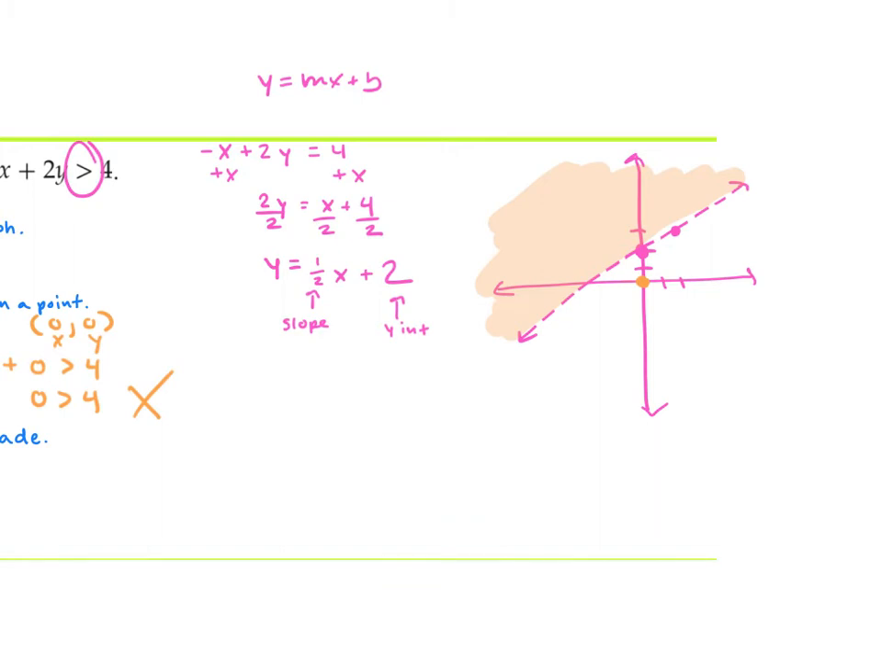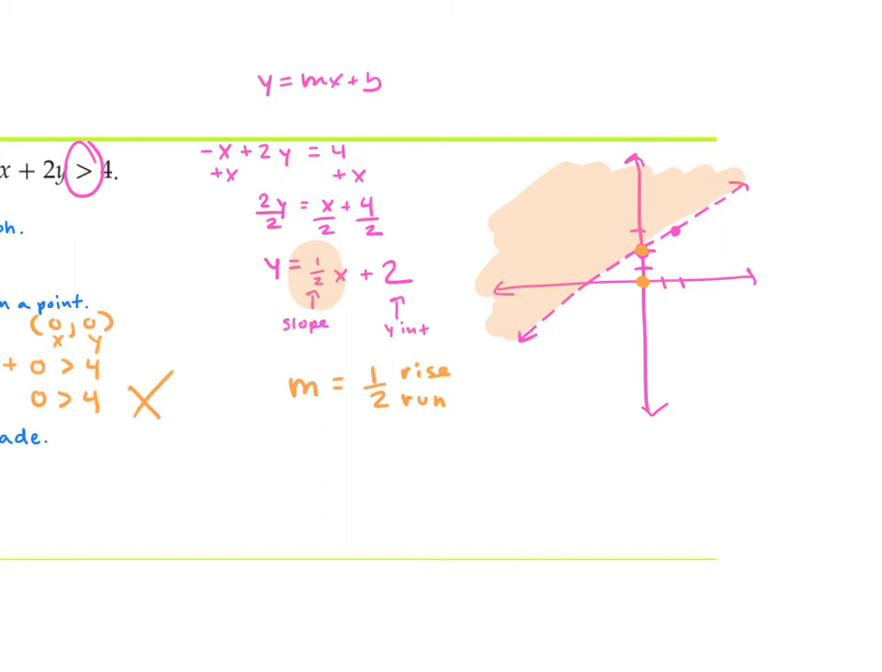So the slope was 1/2. I started at this point, and then I went up 1 and over to the right 2. So rise over run, we go up 1, over 2.